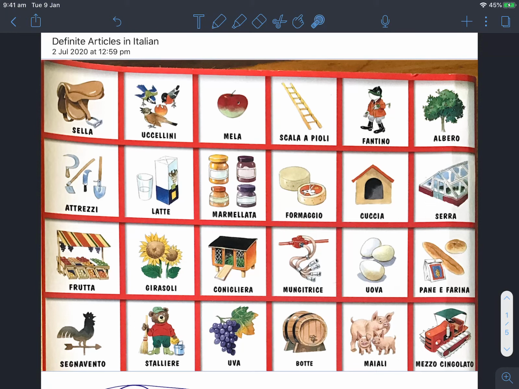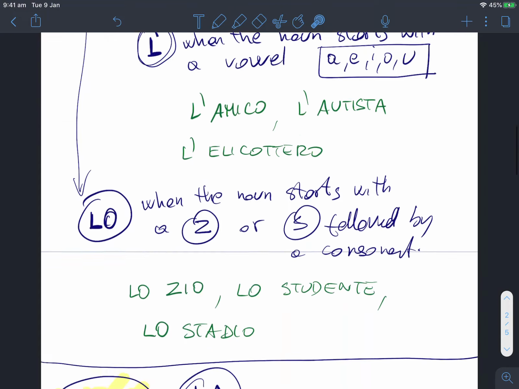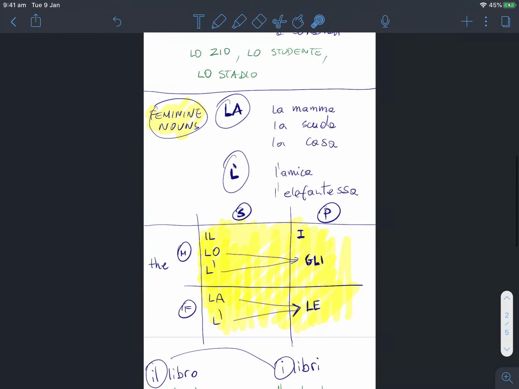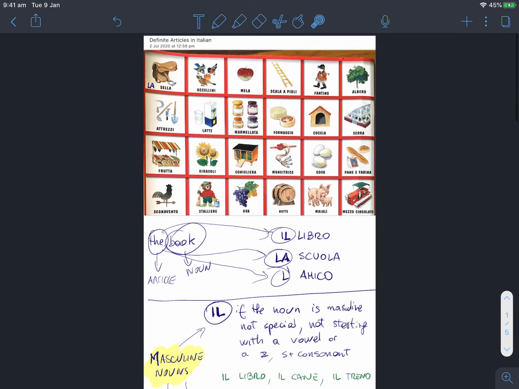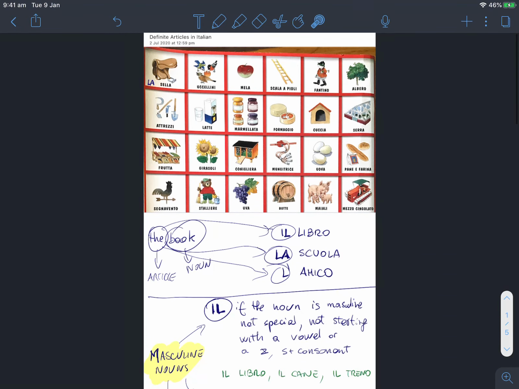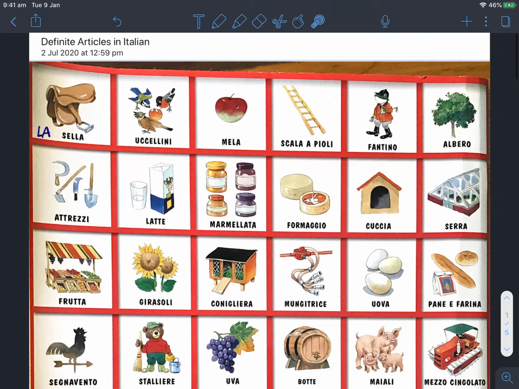Does it look like a feminine word? Yep, so you put la sella. What about uccellini? Well, it's a plural word. Uccellini is masculine. It starts with a vowel. So in the singular, I should have had l'. So it's gli uccellini. What about mela? La mela.